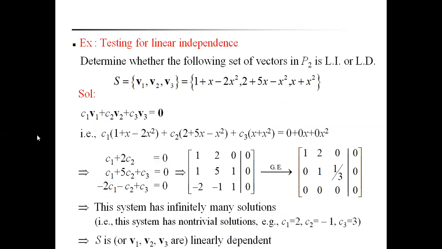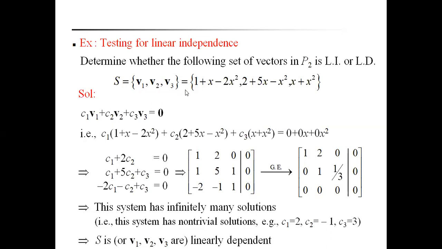We'll take another example. Determine which of the following sets of vectors in P2 is linearly independent or linearly dependent. S equal to V1, V2, V3. The V1 vector is the polynomial 1 plus x minus 2x square, V2 is 2 plus 5x minus x square, V3 is x plus x square. The vectors are taken as polynomials because the set is defined in P2, that means up to degree 2, so we have to take polynomials.